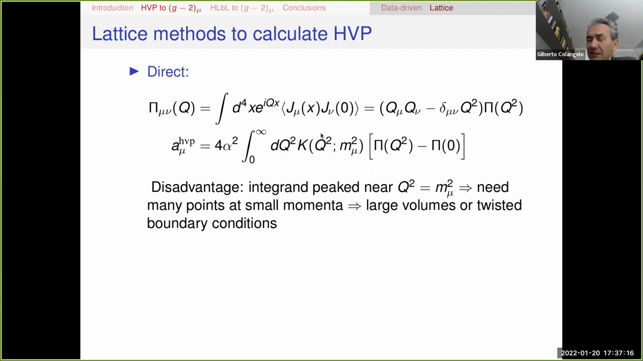If you use this method, the disadvantage is that the integrand is peaked near q squared equal the muon mass squared. Here, the difference with respect to the previous formula is that the other one concerned time-like values of the integration variable, and here we are talking about space-like values. And so for space-like values, the integrand is peaked near m_mu squared. So in order to do this calculation accurately, one needs many points at small momenta. And this, on the lattice, requires large volumes or twisted boundary conditions.